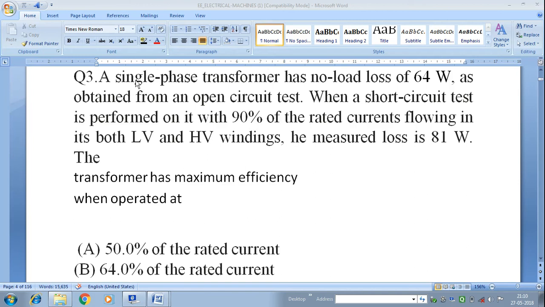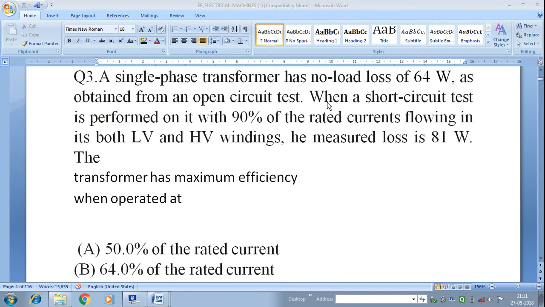So this is the question of a single phase transformer has no load loss, that is iron loss. No load means, already we know that from open circuit test or no load test, the loss, that is the wattmeter reading, is nothing but your no load loss, or that is called core loss, or that is your iron loss, as obtained from an open circuit test.